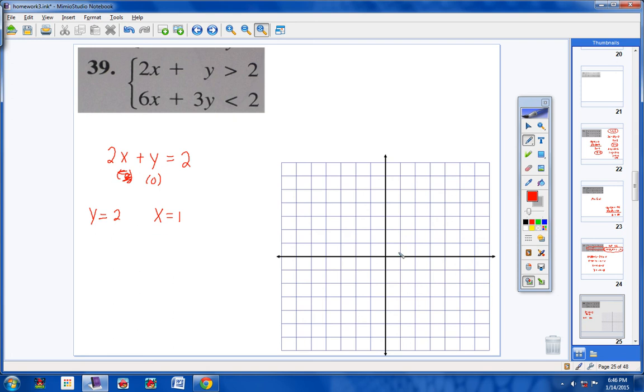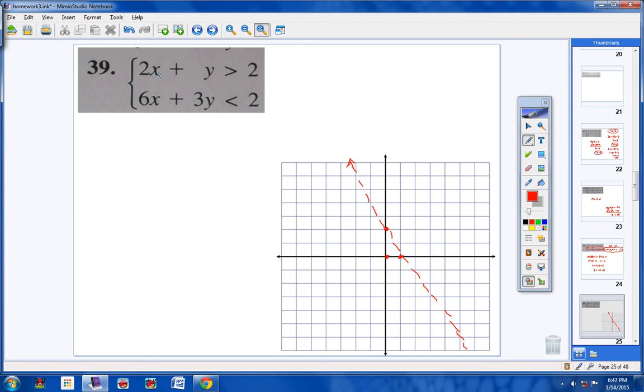So, y is 2, x is 1. Now notice there's no equal sign under the inequality, so we're going to use the dotted line. Next, students, you have to know whether you're going to shade this way or this way, so we test a point, okay? And the best point to test whenever you can is 0, 0, as long as 0, 0 does not lie on the line that you're graphing, and obviously it doesn't, it's right here.